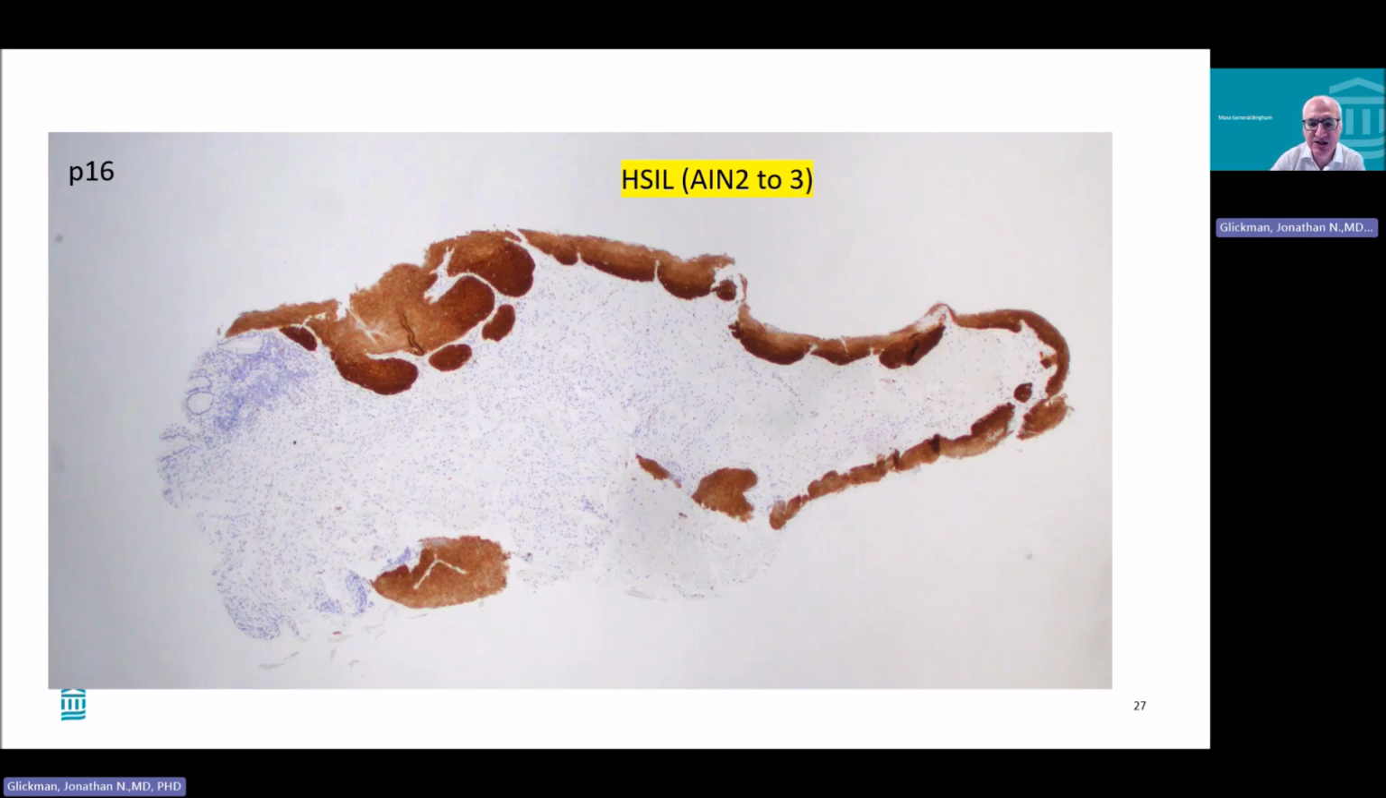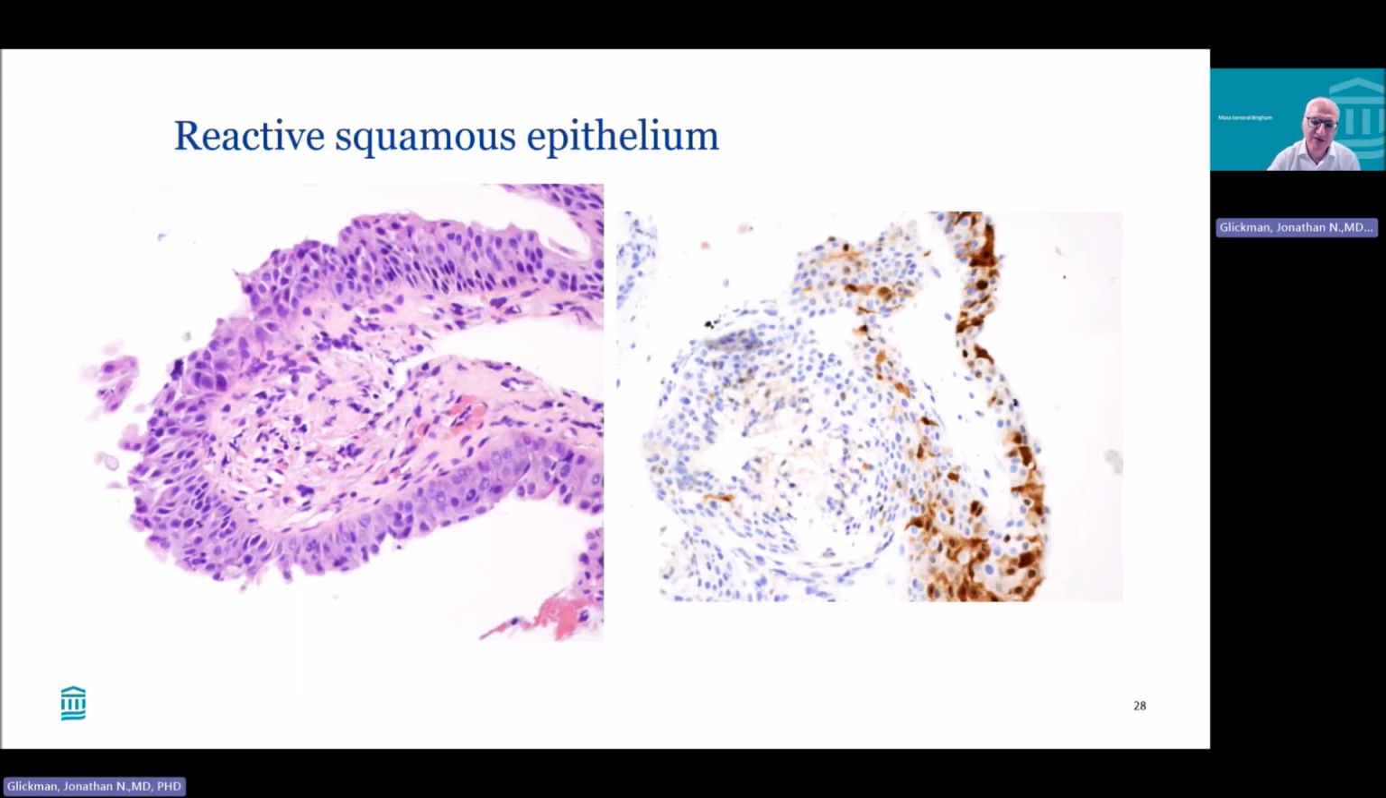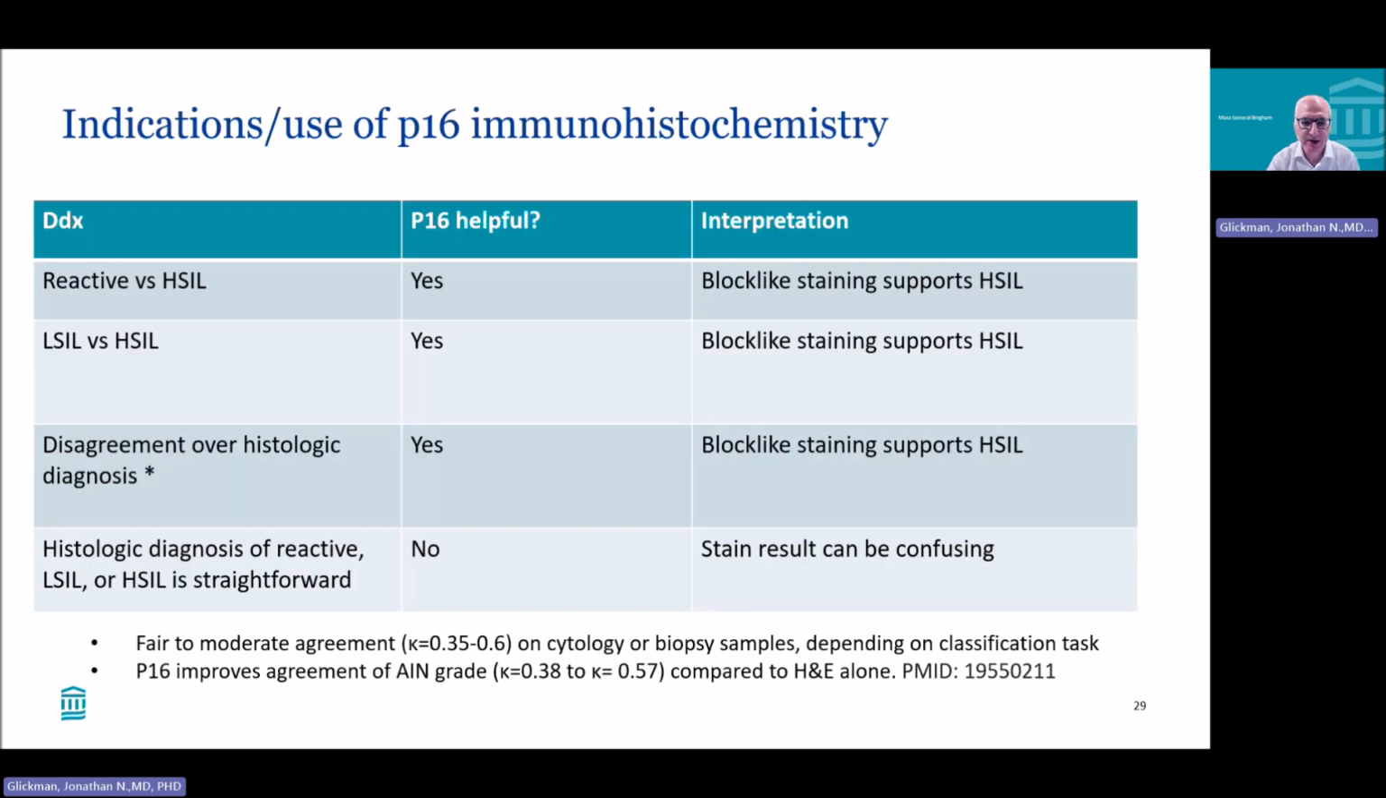I think I didn't mention this before, but the reason P16 is helpful here is that it is a good surrogate for the cell cycle changes that go on in high-risk HPV infection. So this is not a direct detection of the virus, but of its effects upon the cell cycle machinery. And here's finally one last example of a reactive squamous epithelium that looks very jumbled, somewhat injured, and there are definitely some enlarged cells here, but again, not a block-like staining pattern, so a reactive squamous epithelium.